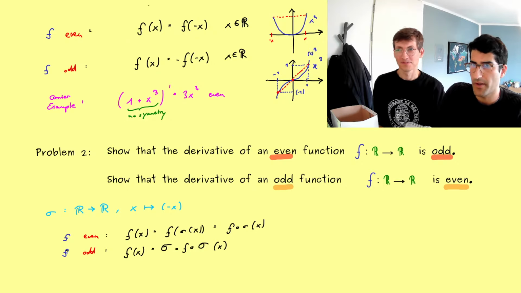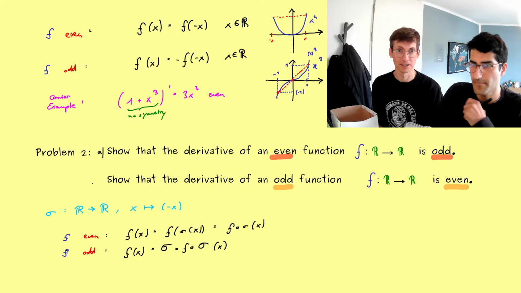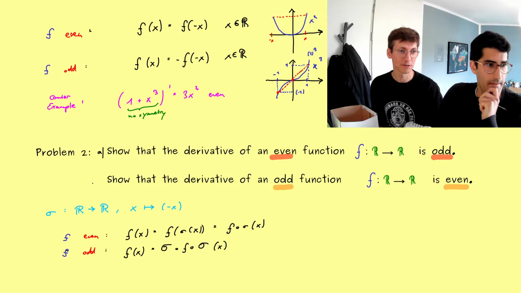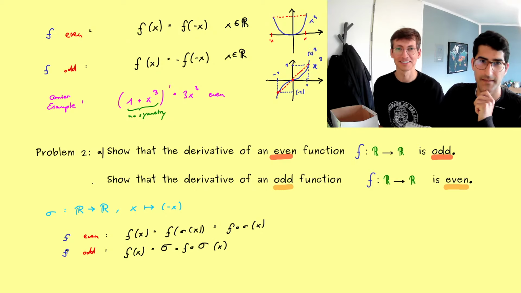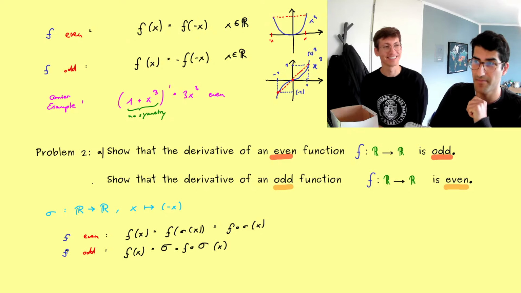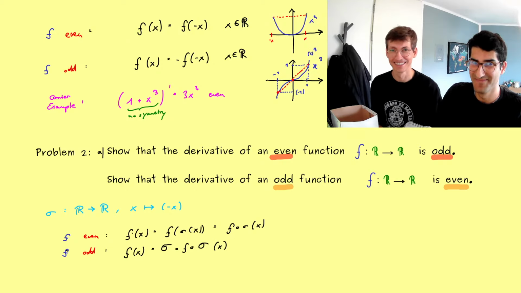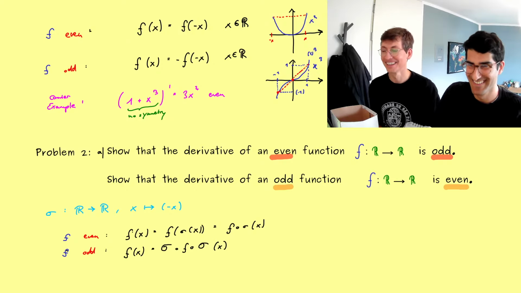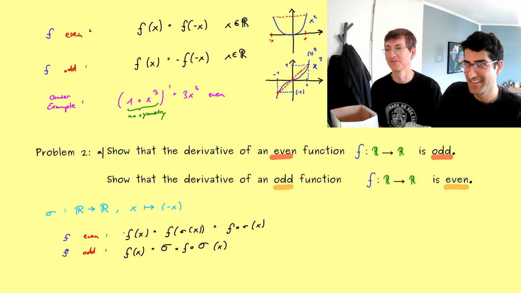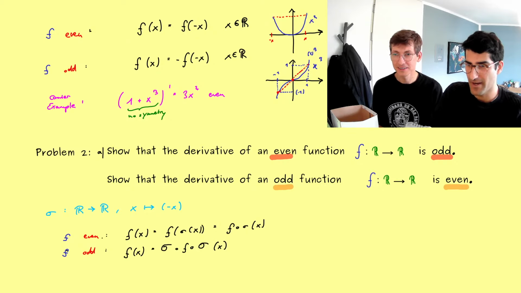So let's prove the first statement. There was the realization in the chat that the zero function is odd and even at the same time. Yes, this can happen, and it's a good example for that. But the derivative has the same... Yeah. All right.